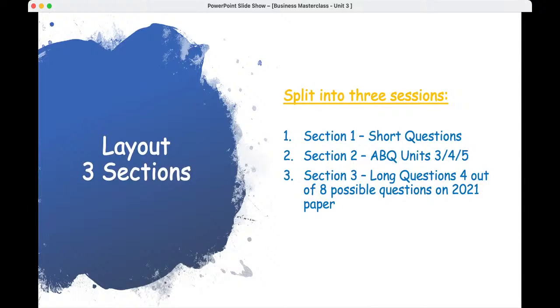And then in section 3, this year you have to answer 4 questions out of 8. Usually it's 4 out of 7, but for 2021 you have to answer 4 questions out of 8.